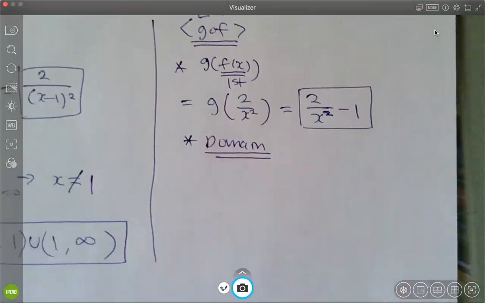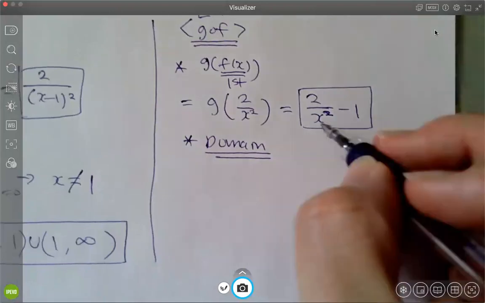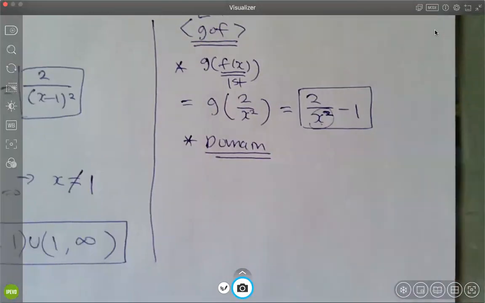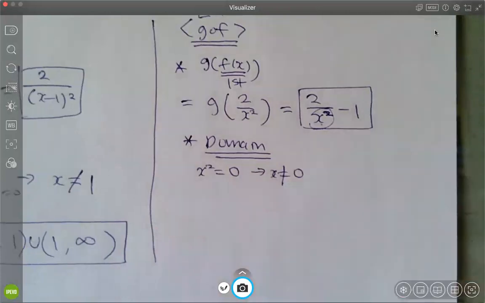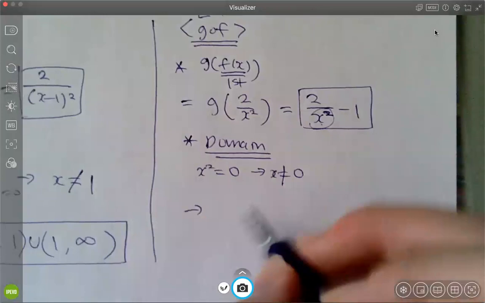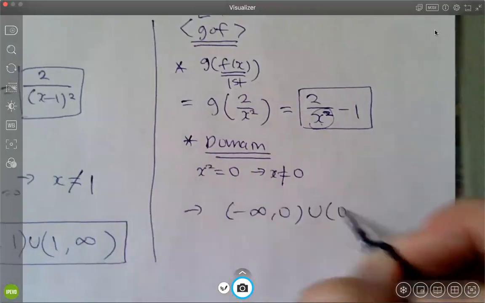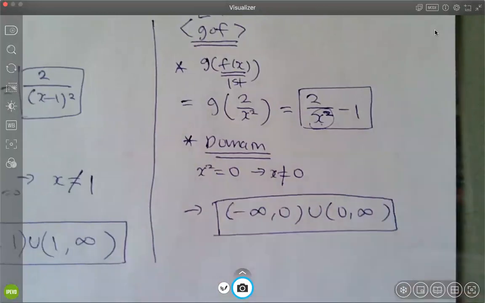So again, g of f of x is g of 2 over x squared, which is equal to 2 over x squared, and then subtract 1 in the back. And now, is the domain everything? Can you see what the bad value is? 0, yes. Do you see why? That is the denominator, so x squared is equal to 0. What does that mean? x has to be 0, so x can't be 0. So 0 is the bad value. So negative infinity comma 0, union 0 to infinity is the domain.